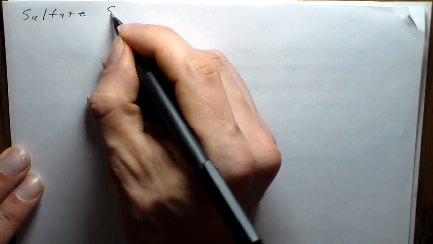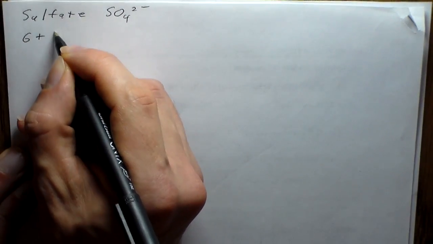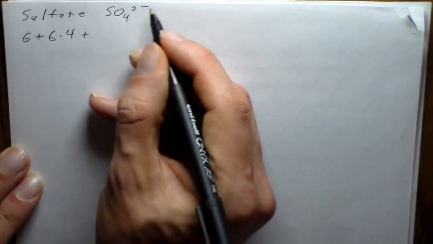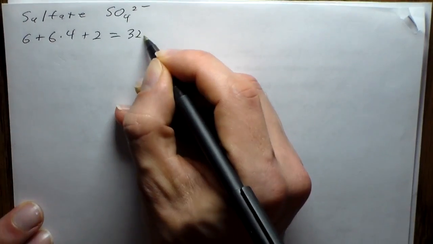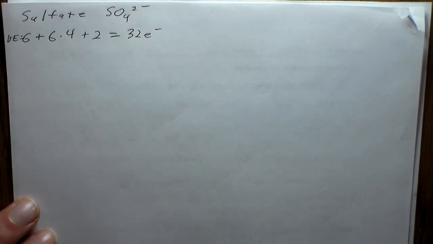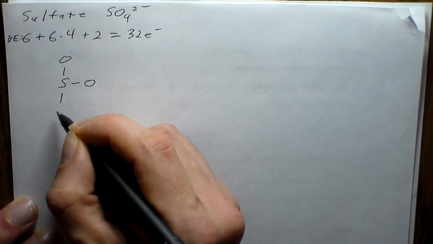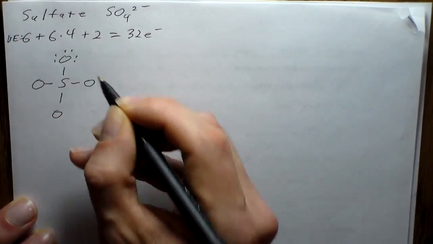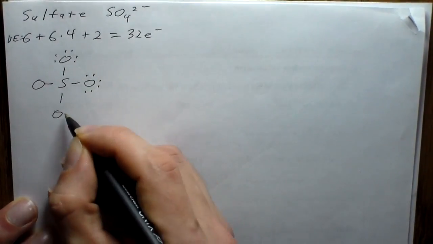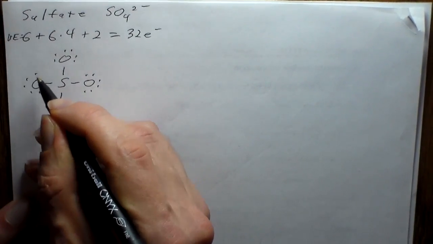Okay, next up we can look at sulfate. That's, of course, SO4 2-. Well, sulfur has 6 valence electrons, plus 6 times 4 for my oxygens, plus another 2 over here for my charge. So that's going to be 32 valence electrons. And then we simply start out like we always do, sulfur in the middle, and then oxygens around the outside. So that's going to be 1 through 32.